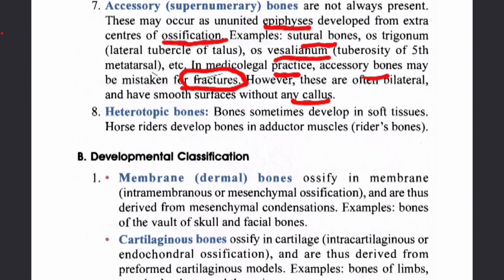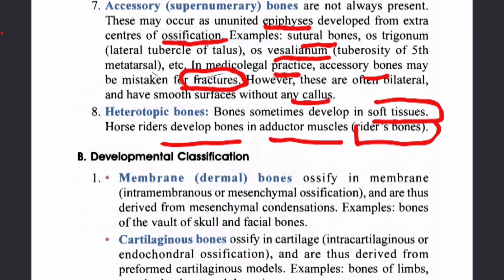Then we talk about the heterotopic bones. Bones sometimes develop in soft tissues, like horse riders develop bones in adductor muscles, riders' bones. If this is abnormal, it can also be called heterotopic osteoma, the outgrowth in the soft tissues, as I've told earlier.